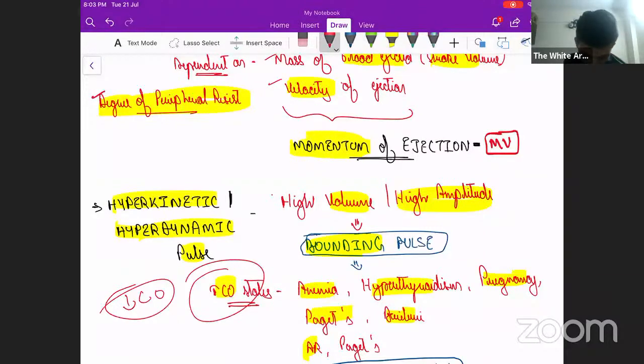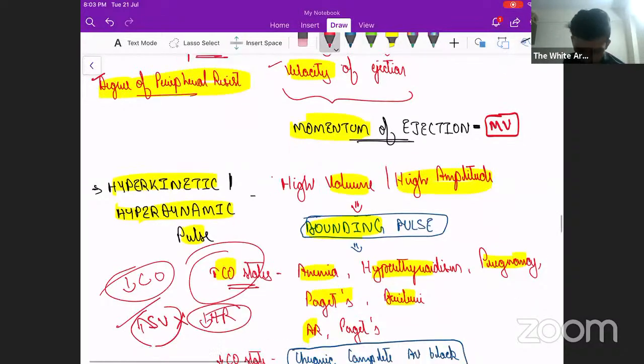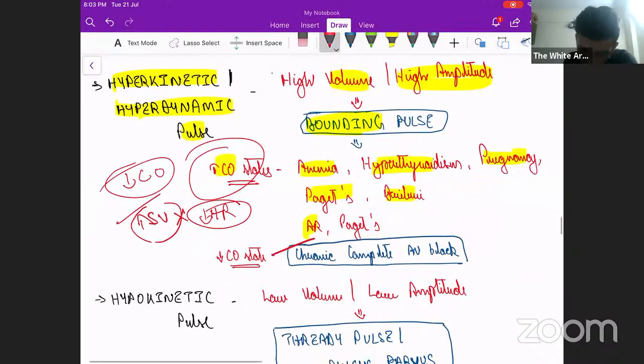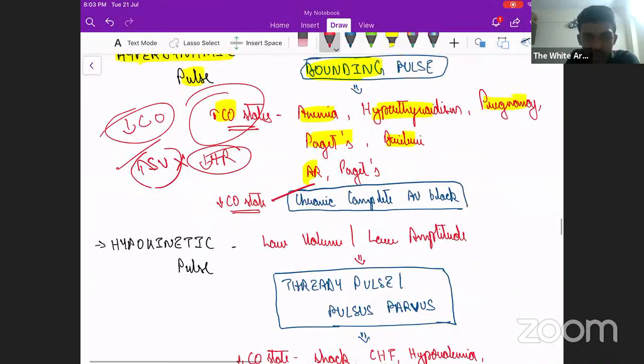It is correct. What is cardiac output? Cardiac output is stroke volume into heart rate. So in case of complete heart block the heart rate is less, but the stroke volume will be more, because the end diastolic volume is increased because of Starling's force. So even though there is less cardiac output, because of the increase in stroke volume in case of chronic complete AV block, you can expect a hyperkinetic or hyperdynamic pulse. Okay. Next is hypokinetic pulse.